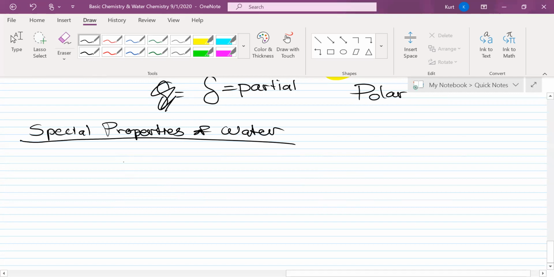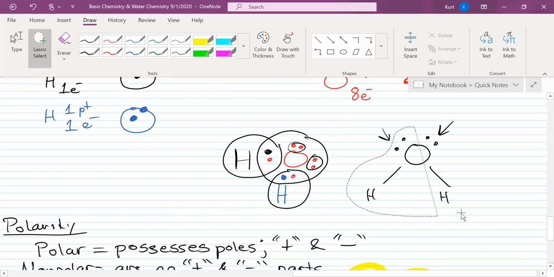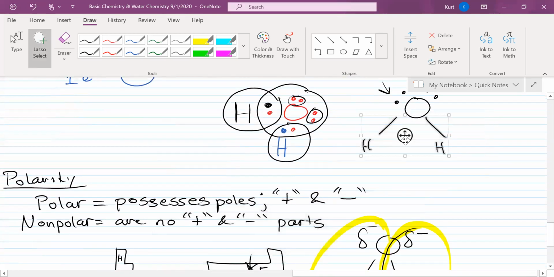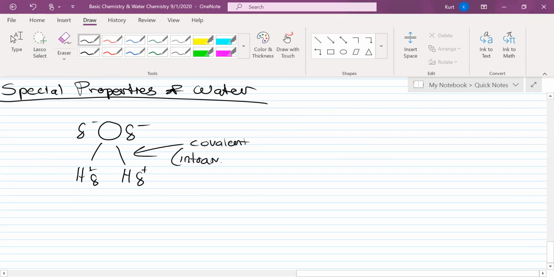So to go back, let me bring a water molecule here. Oops. I'll just draw a new one. Okay. This bond right here, as we already mentioned, is a covalent bond, but it's also an intramolecular force. Intra means within. So this is a bond that is within the molecule. So it is an intramolecular force.